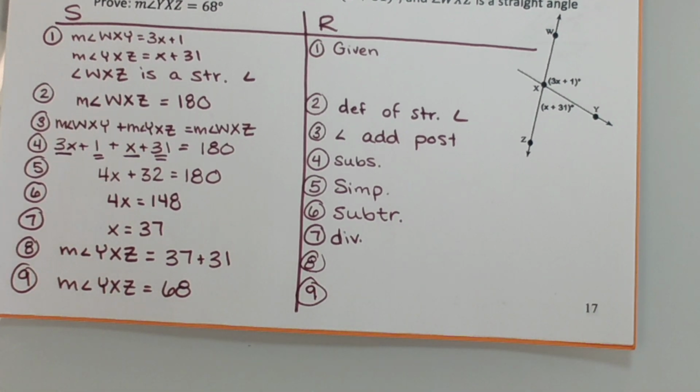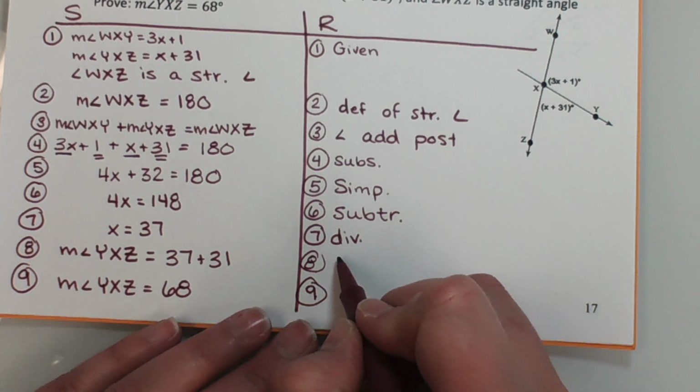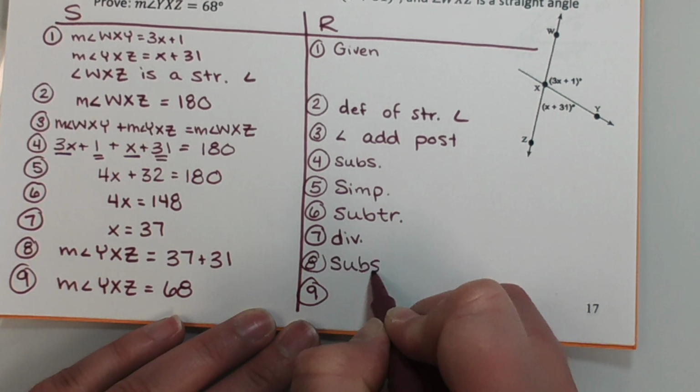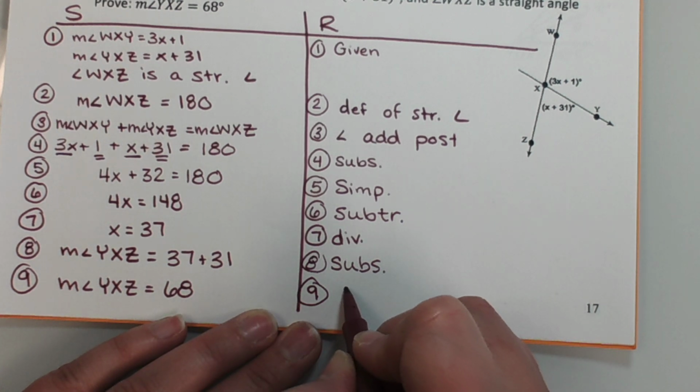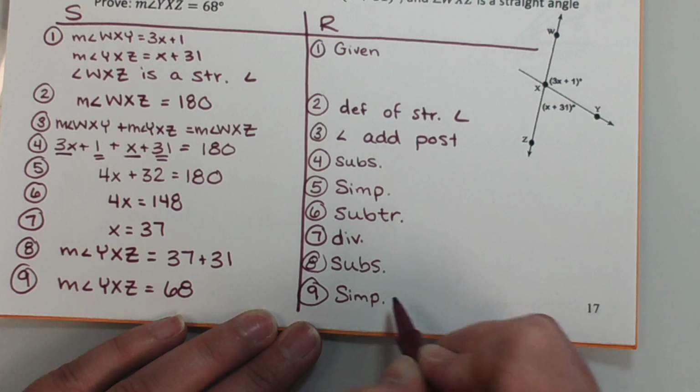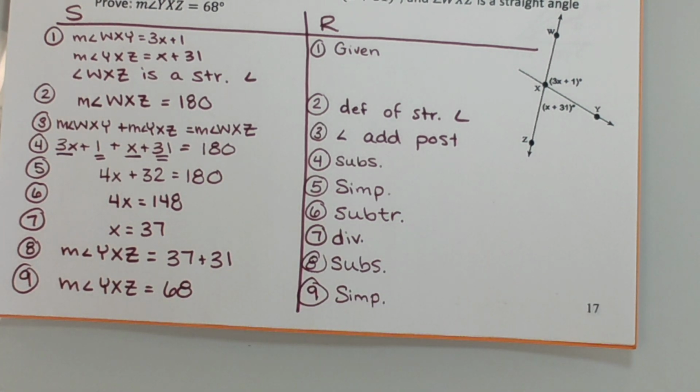What is plugging it back in called? Yeah, I'm hearing the whispers. Substitution. And what is actually doing the adding of them together? It's not adding. Simplifying. Adding moves something from one side of the equal sign to the other. If they're on the same side and you're putting them together, it's simplify.